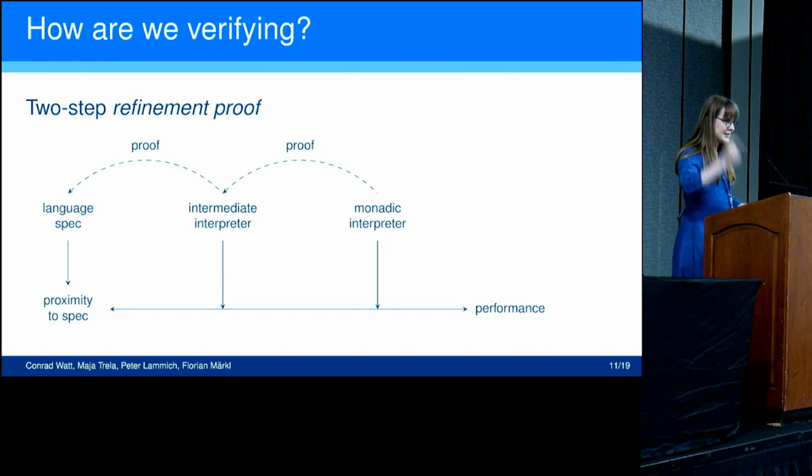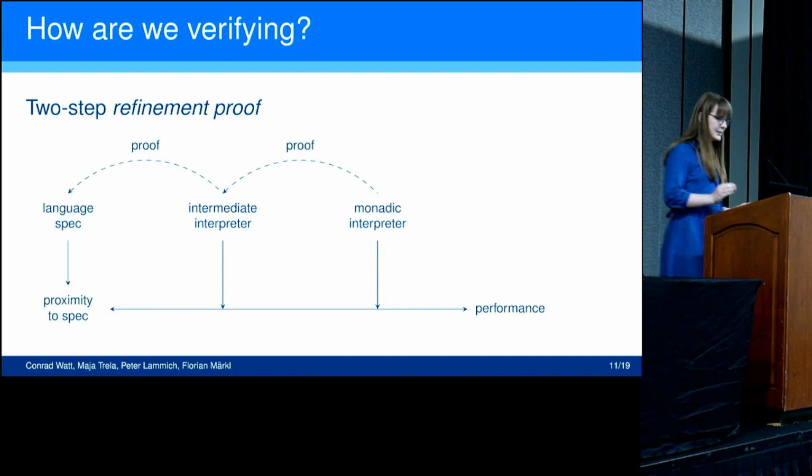And then in the second step, we proved that the monadic interpreter, which is our end result, and which I'm also going to explain in a moment, is sound with respect to the intermediate interpreter. And so by transitivity of soundness, the end result is sound with respect to the language spec.